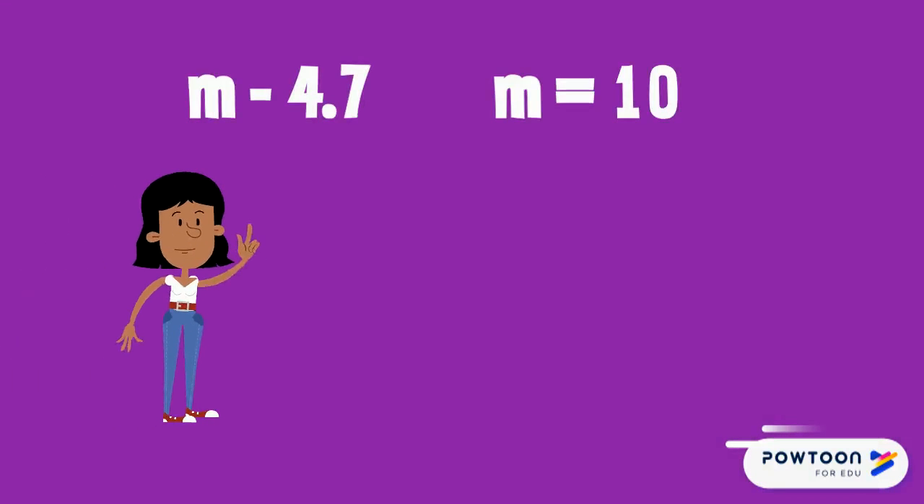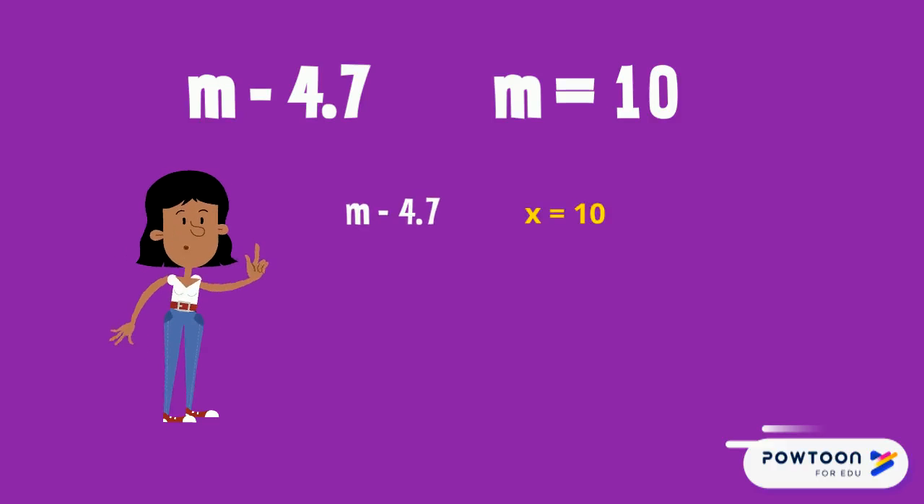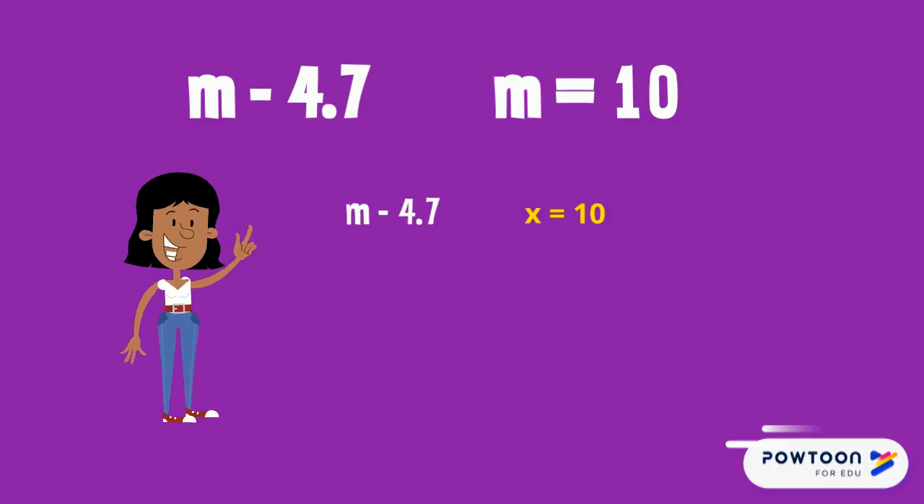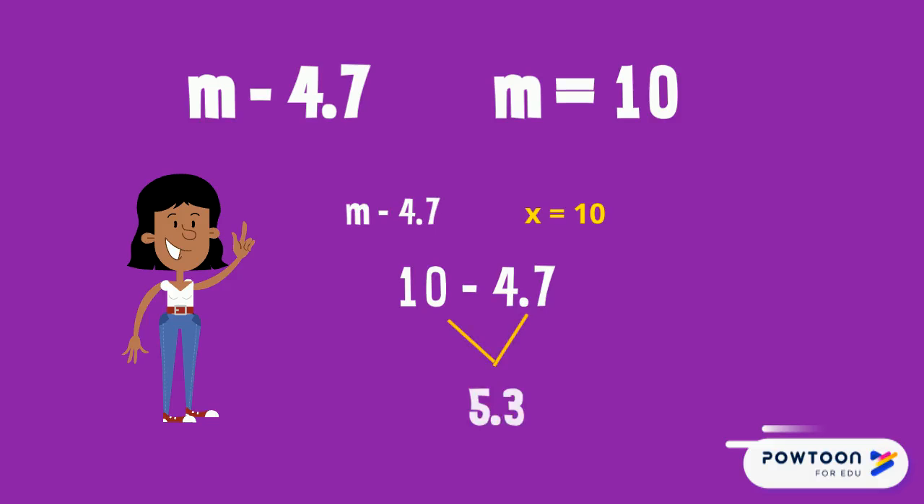This one's easy. This expression only has one operation. If I know that m equals 10, I can substitute 10 for m. And that would mean that I am subtracting 4 7/10 from 10, which would be 5 3/10.